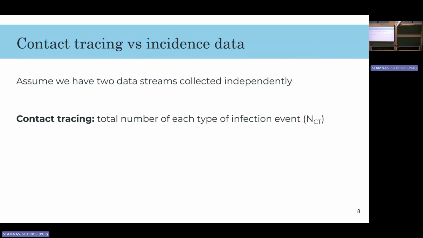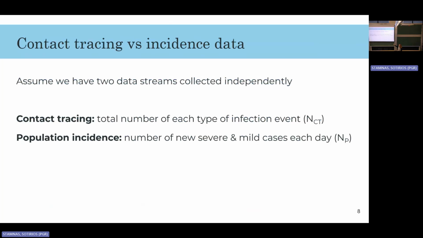So the first one is we have some sort of contact tracing data. We assume this is aggregated, but it just means that we have information across the whole epidemic of how many of our infection events were of each type. And then we also assume we have some population incidence data. So this is just at each time step, how many new cases are mild and how many new cases are severe.